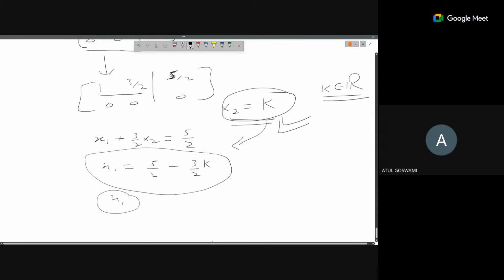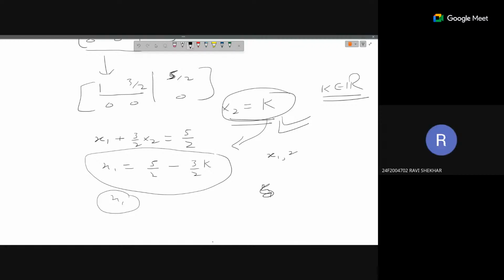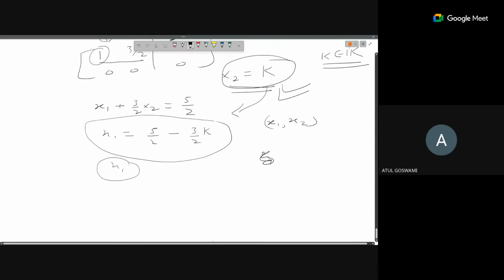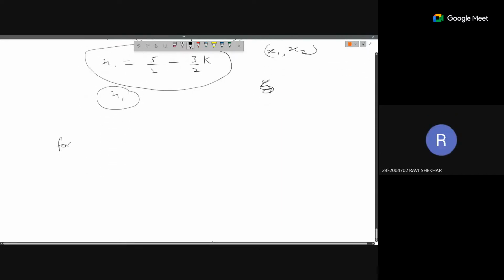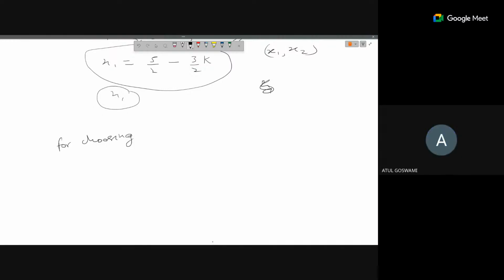So between x1 and x2, have you randomly chosen one to be independent, or is there a proper way? There is a proper way. There's a leading entry in the first column. There is no leading entry in the second column. So we look at the leading entry columns, and those become the dependent variables, and the others are chosen as independent.